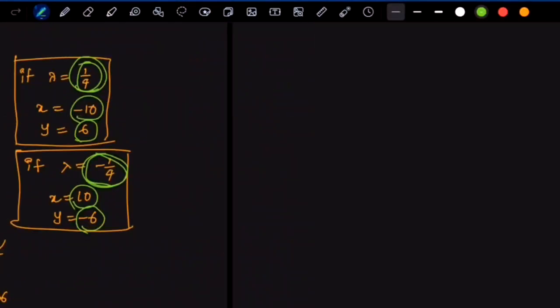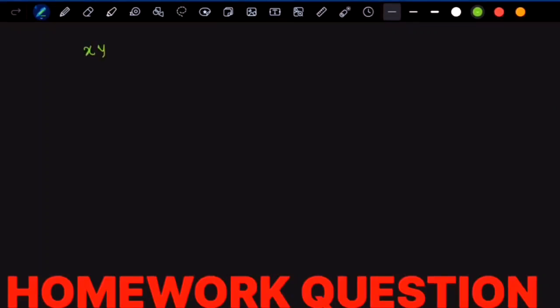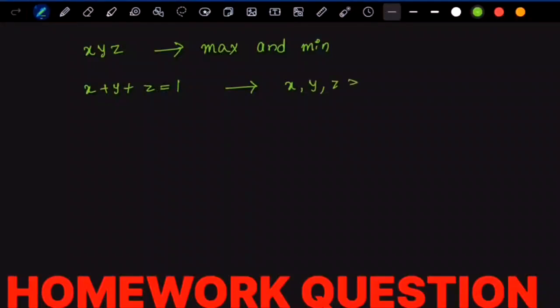So now it is the time for your homework question. So you have to find the maximum and minimum values of this expression xyz, max and min values, and the constraint given to you is x plus y plus z is equal to 1 and x, y, z are all greater than or equal to 0. This is the homework question.